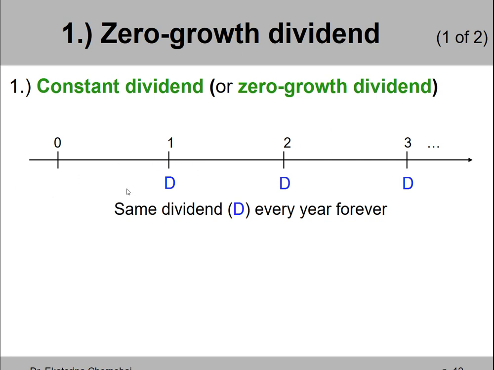Then every year you will be receiving back the same dividend amount, let's say $2 on your share. After 1 year, another $2, after 2 years, another $2, after 3 years, and so on forever, right? The same dividend every year forever. And we use notation D to indicate the dividend amount.